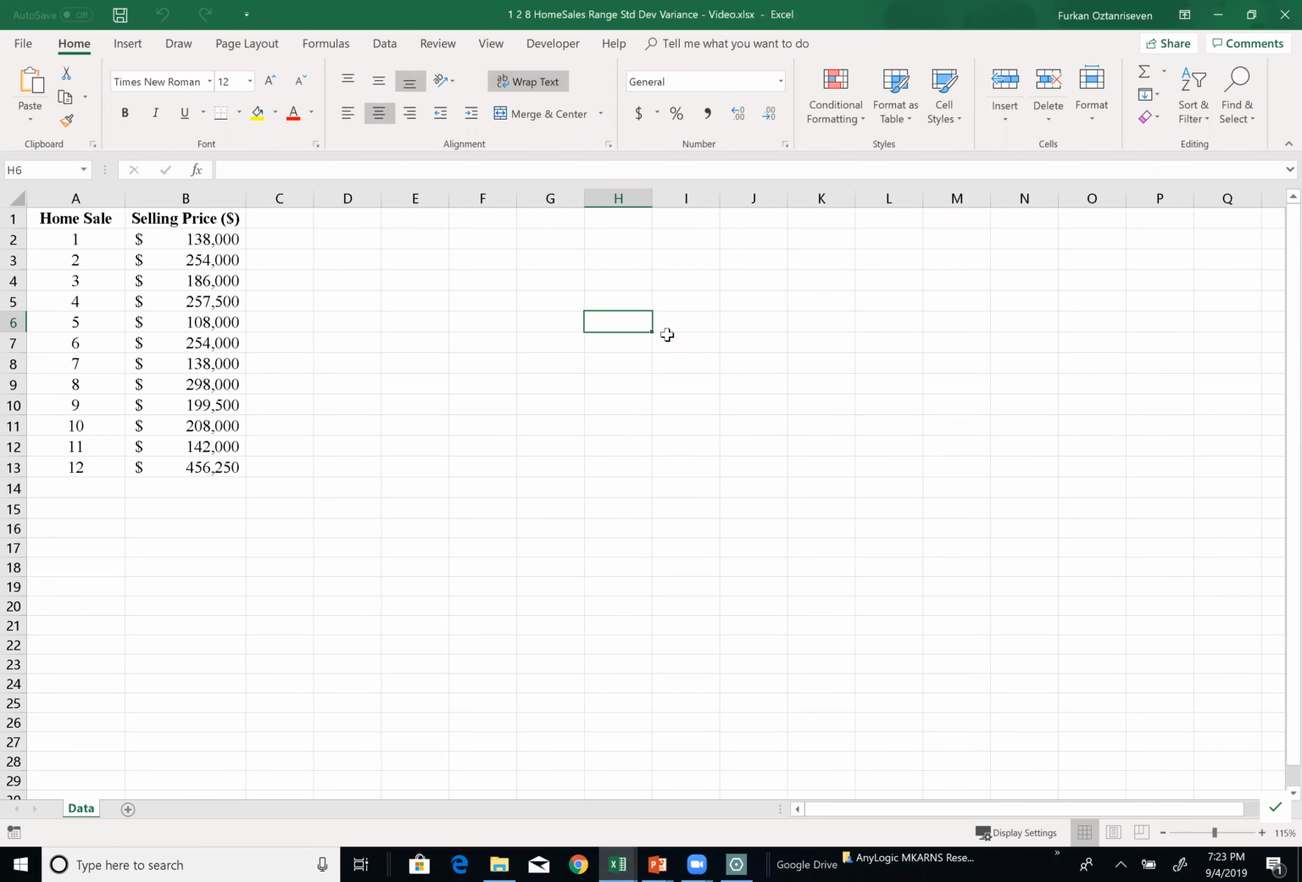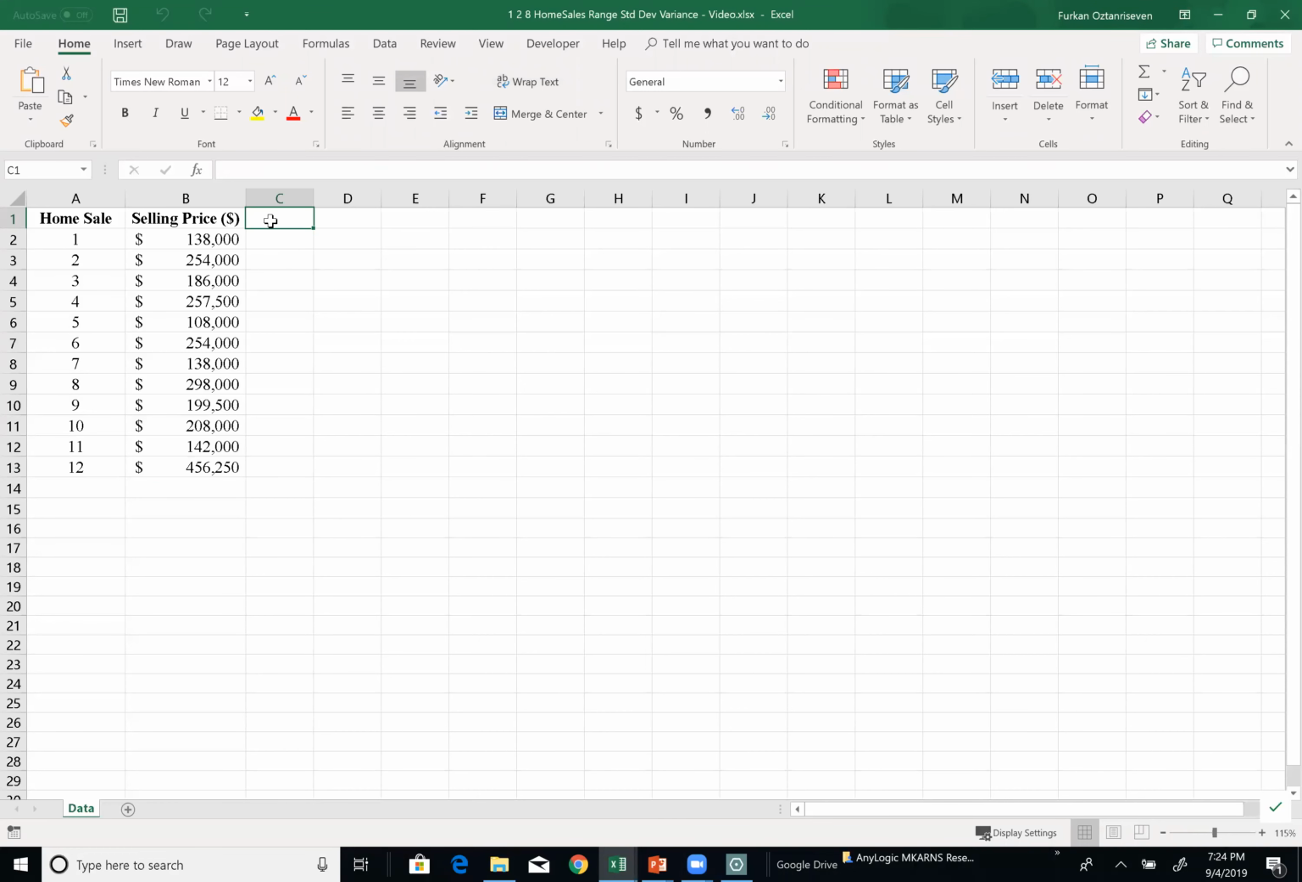Today I will give an example of home sales data and understanding the variation in our data. So here is an example. I have 12 home sales data. You can see the sales prices here. I have a $138,000 house versus $257,000, $108,000, $298,000. Even I have $456,000. So I need to understand the variation in this data to make better decisions.